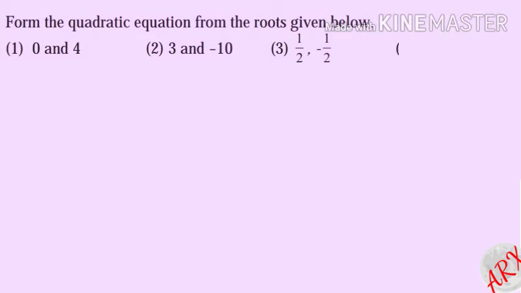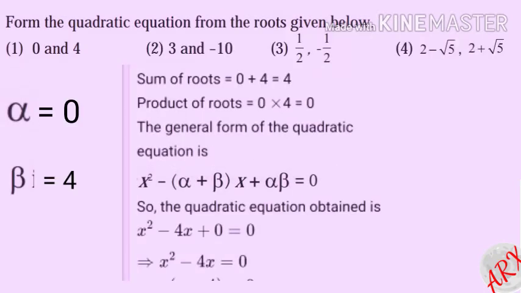Form the quadratic equation if the roots are 0 and 4. So let alpha equal 0 and beta equal 4. Now we get alpha plus beta equal to 0 plus 4, that is 4, and alpha beta equal to 0 into 4 equal to 0. So the required quadratic equation will be x square minus (alpha plus beta) x plus alpha beta equal to 0. So we get x square minus 4x plus 0 equal to 0, that is x square minus 4x equal to 0.